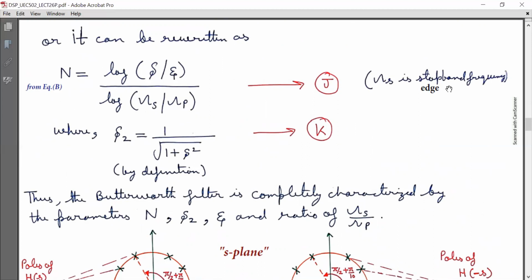Here omega s is the stopband edge frequency. In this equation, delta, what is delta? Delta is dependent upon delta 2. That is delta 2 is equal to 1 by square root 1 plus delta square. By definition, mark it as equation K. Now, this is from equation B.